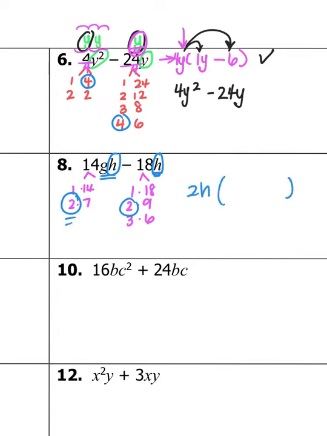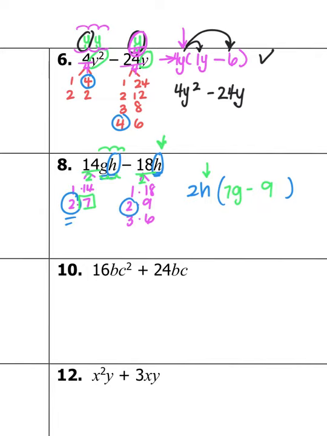So then I write what's left. So 14 divided by that 2 is 7. I had a G and an H, but I factored that H out front, so I'm just left with a G, minus, and then 18 divided by 2 is 9. There was an H here, but I factored it out front. So that is just my answer.